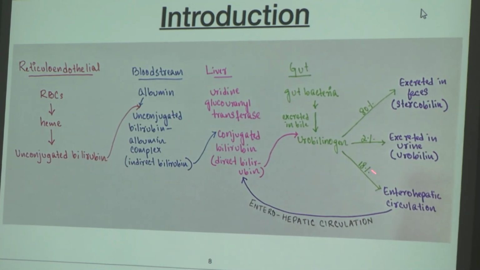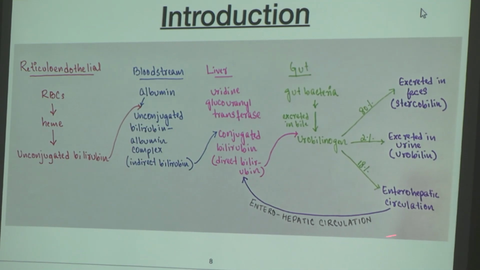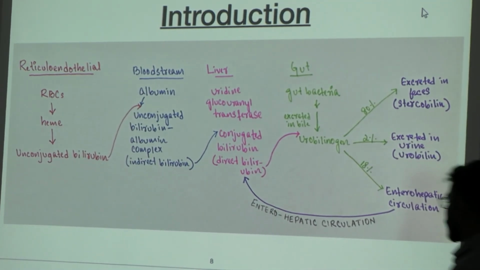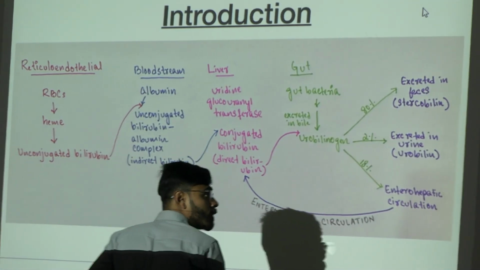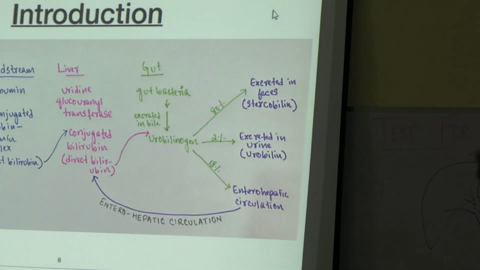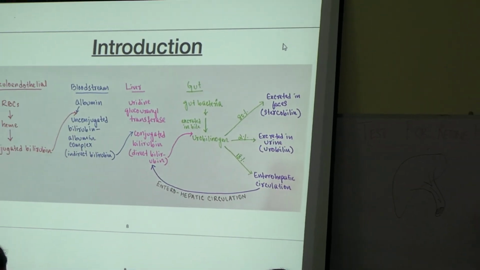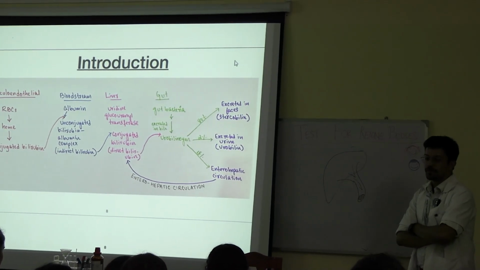Urobilinogen via the enterohepatic circulation, the same circulation that I have drawn from the lower portion of the intestine, will go back to the liver again. Enterohepatic circulation, from the enteric part to the hepatic part. The same way bile salts are getting reabsorbed, the same way the bilirubin will also get reabsorbed. Same pathway.